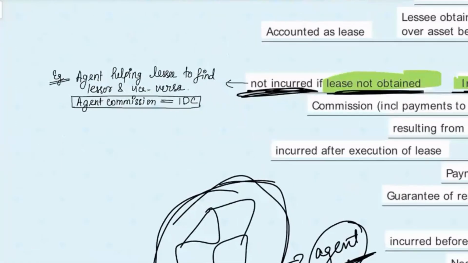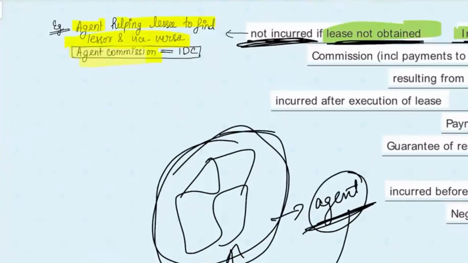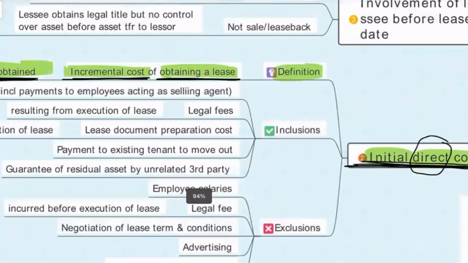Example I've given, see, an agent helping the lessee to find the lessor and vice versa. Here the agent commission which you are going to spend. So for this agent, you have to spend some commission. Okay, you have to give some commission. So this commission will be known as your initial direct cost. Yes, I hope you understood this.